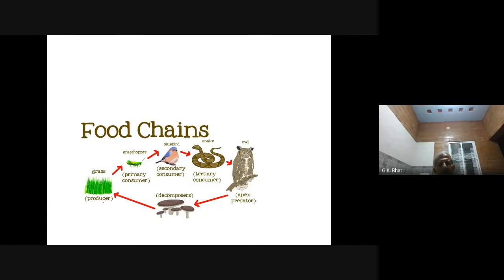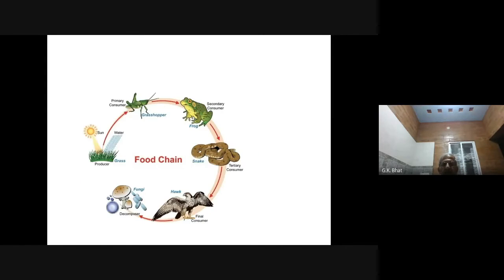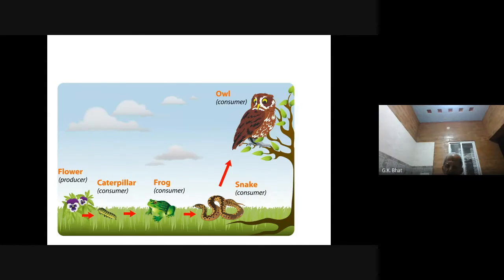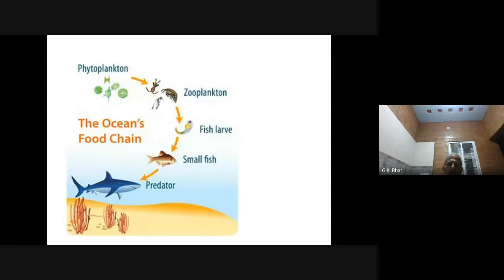In a grassland, grasses are the producers. These grasses are eaten by grasshopper. It is the primary consumer. Grasshopper is eaten by bird. Bird is eaten by snake. Snake is eaten by owl. And these together form food chain. Right? Another food chain. One more food chain. Ocean food chain.